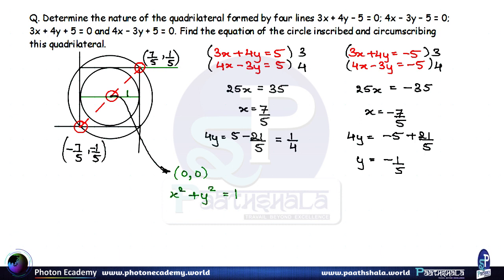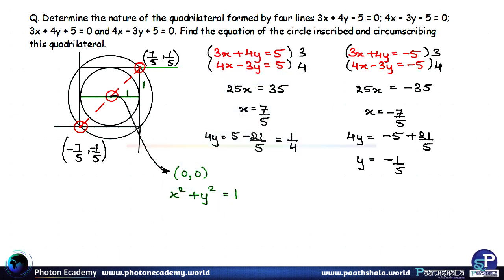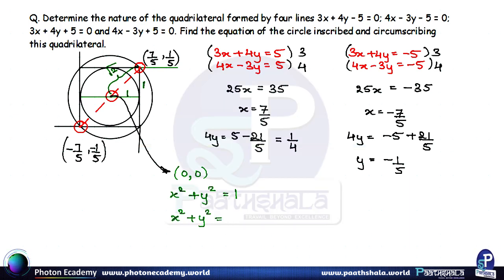And next, if this is 1, this is also 1. So by 45, 45, 90, this will become root 2. So obviously the equation of the circle circumscribing is x square plus y square is equal to root 2 square, that is 2. And these are our two answers.